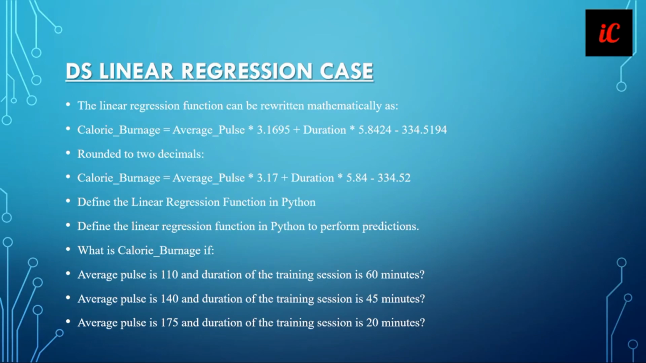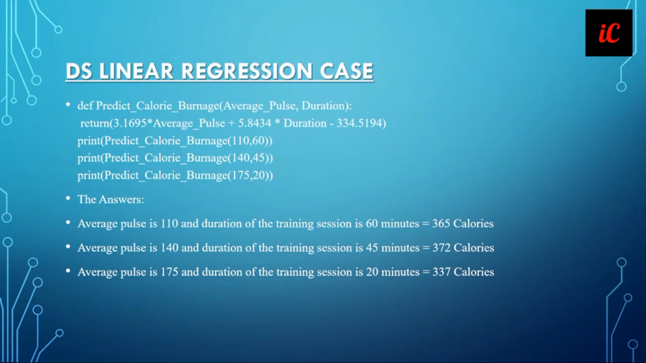Another thing defined here is to define the linear regression function in Python. How to define that? Here on screen you can see the question was available. Now we will see how to find the calorie burnage if the following pulse rate is given. The average pulse is 110 and the duration of the training session is 60 minutes. Then how do we find the calorie burnage? I have given all the details here. That is how you can write it. The answers are already also provided.